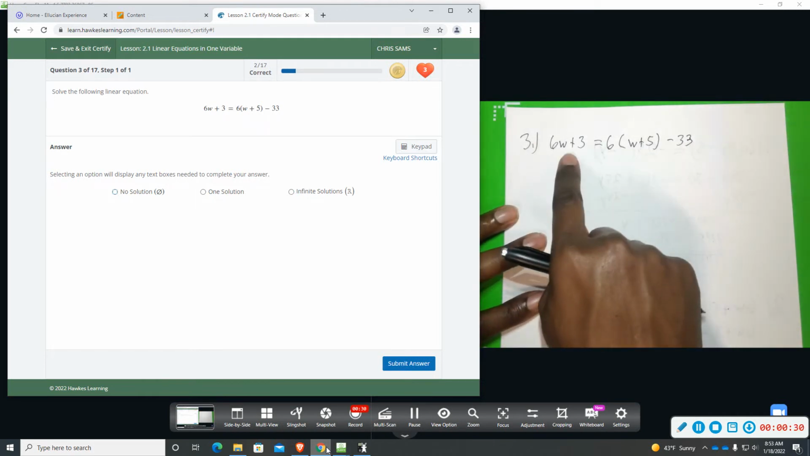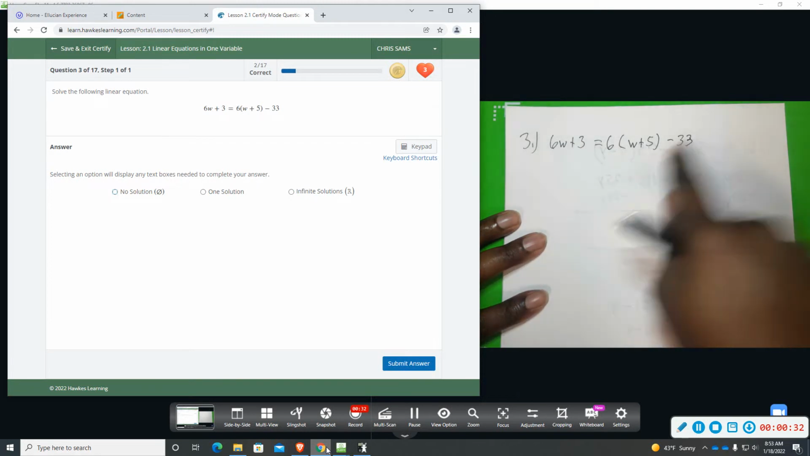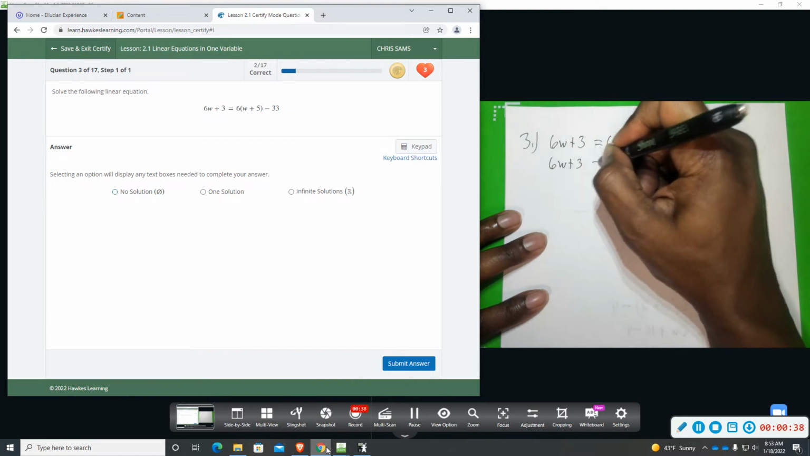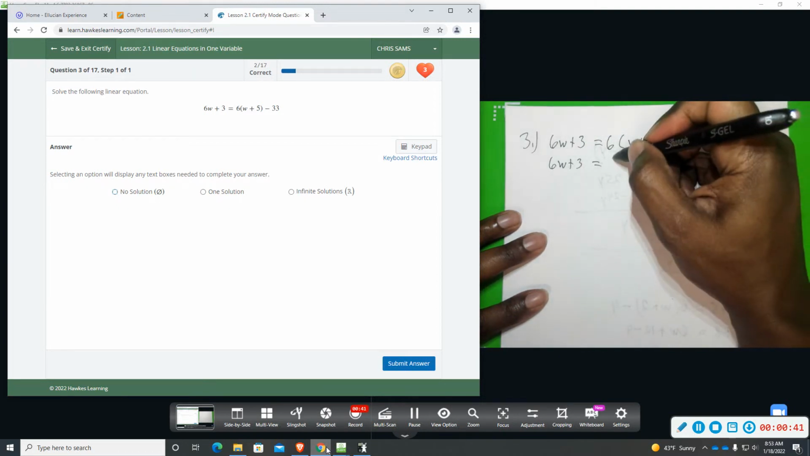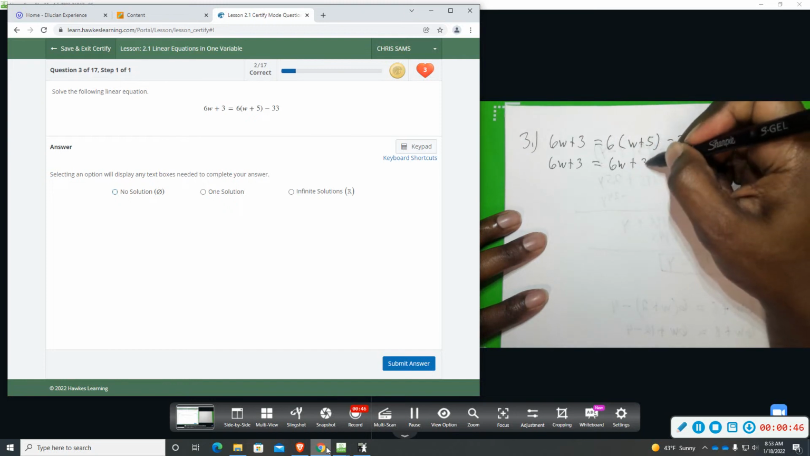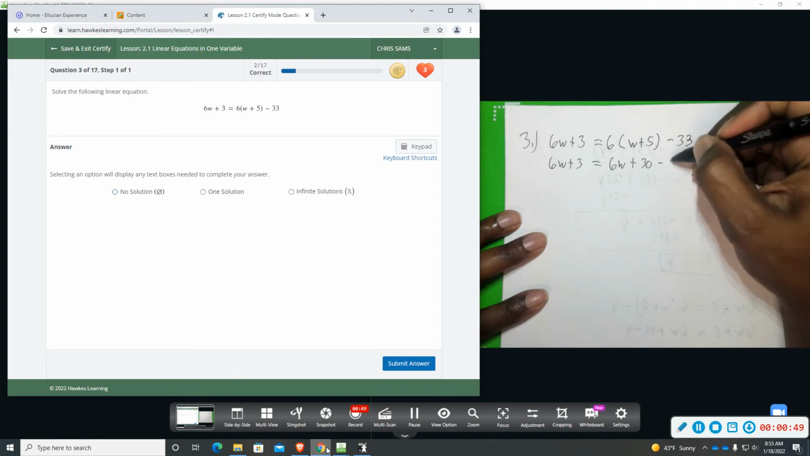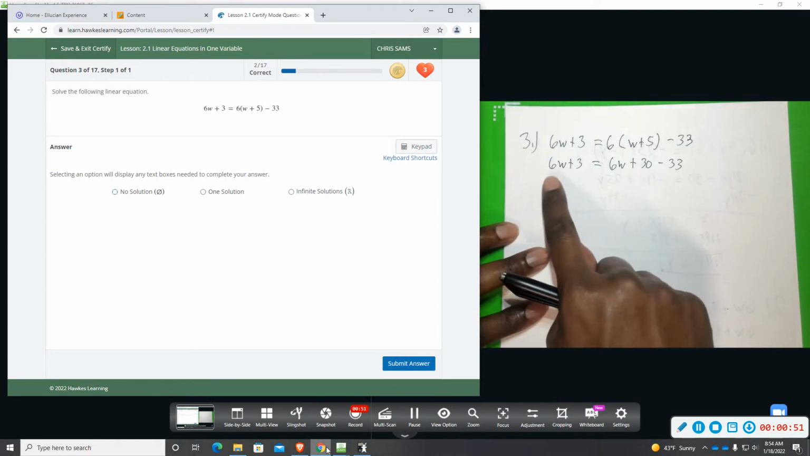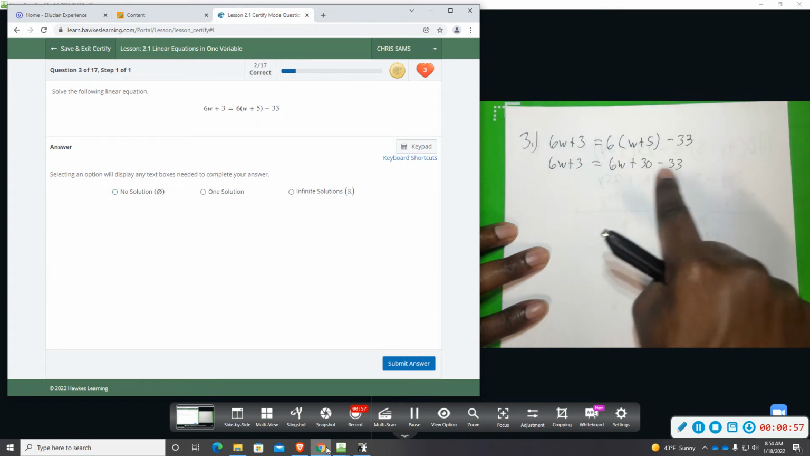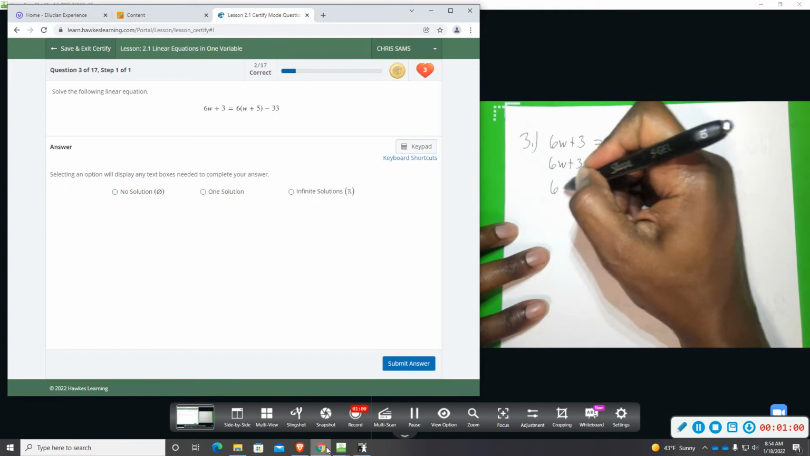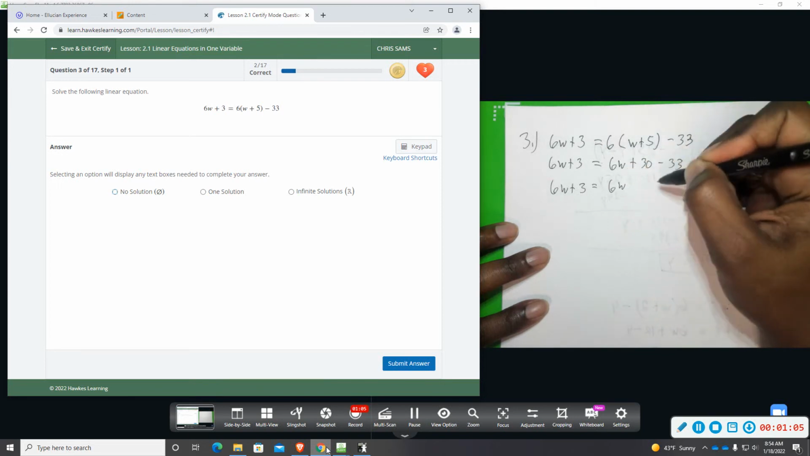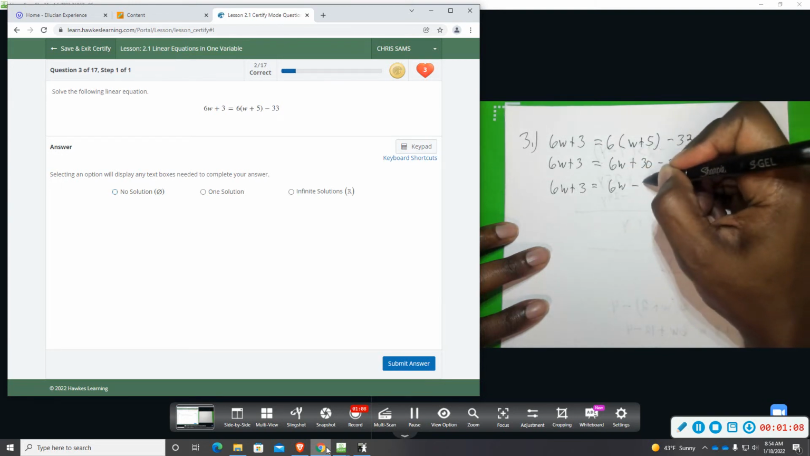Okay, so left side, nothing to do, so we're going to simplify the right side. So I'm going to bring down the 6w plus 3 equals, I'm going to distribute, so this is going to give me 6w, 6 times 5 is going to give us 30, and then bring down minus 33. Alright, and then we're going to simplify like terms on this side, the 30 and the 33. So 6w plus 3 equals 6w, and this is going to give us a minus 3.